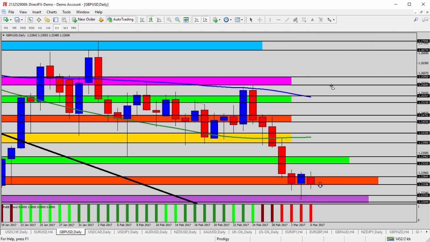Back above the orange zone, we could be looking for some reversal. It wouldn't be too hard to see that with last Friday's candle, with that blue candle, longer wick on the bottom. I would like to have seen that wick a little bit longer, though.